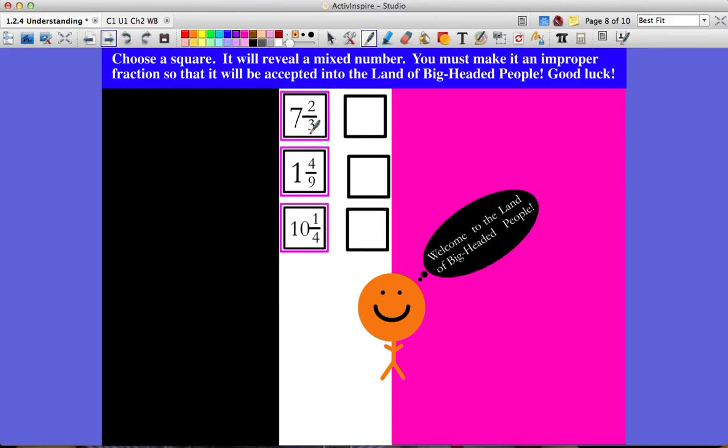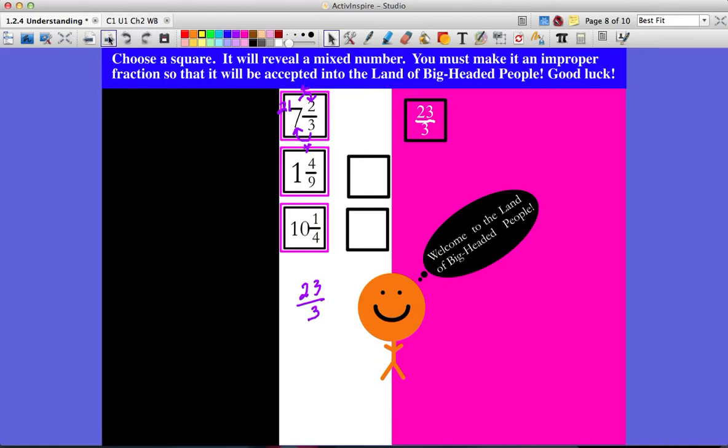So in this case, I take the 3 and multiply it by the 7 because I have 7 groups of 3, and I get 21. And since I had 2 pieces left over, I do 21 plus 2 and I get 23. So my answer should be 23 over 3. If I pull this over here into the land of big-headed people, I see that I got it correct.